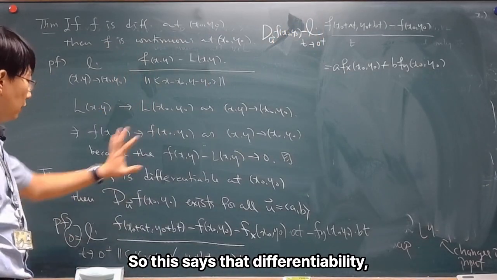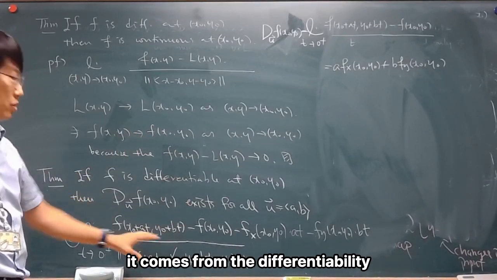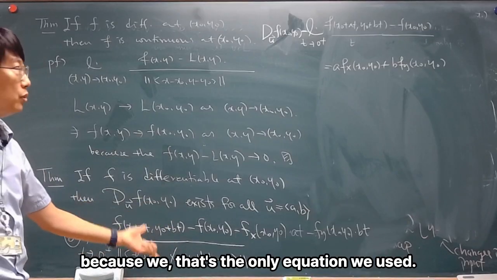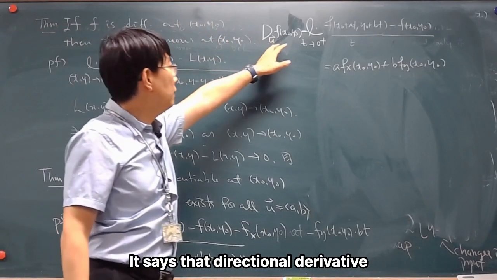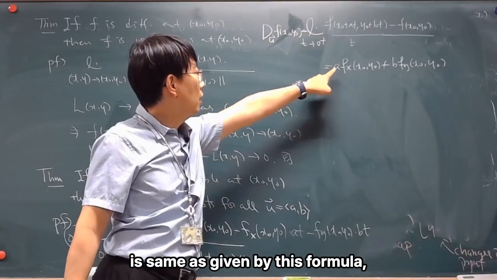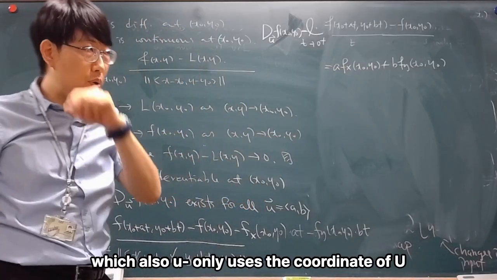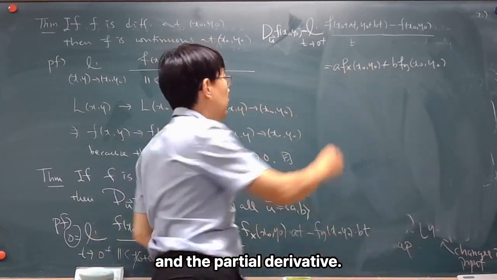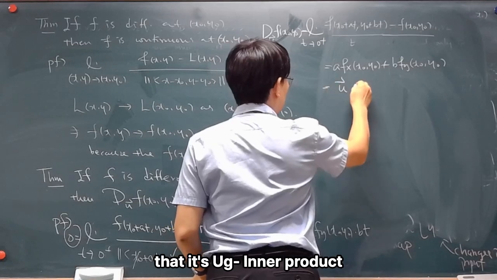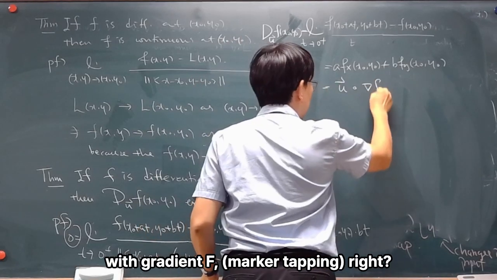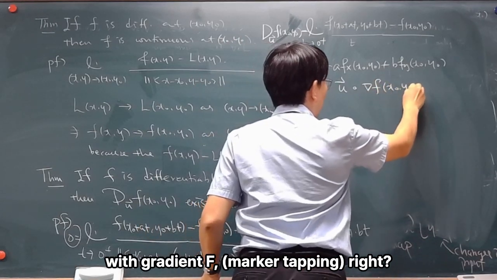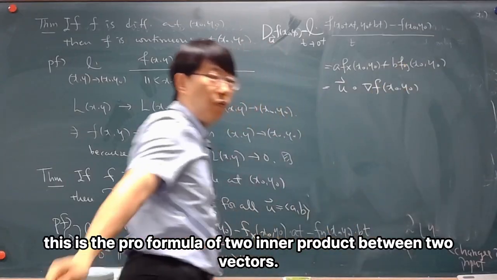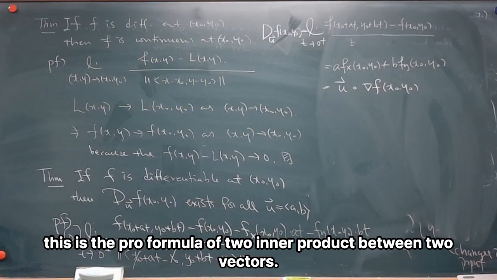So this comes from the differentiability, because that's the only equation we used. It says that the directional derivative is given by this formula, which only uses the coordinates of u and the partial derivatives. So we can also say that it's u inner product with the gradient of f, right? Because this is the formula for the inner product between two vectors.